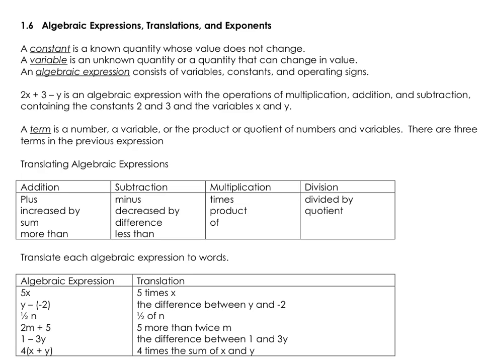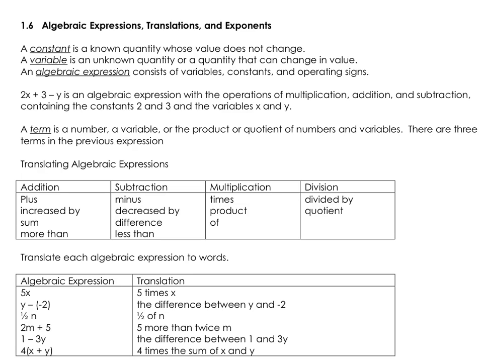So we need to know how to translate algebraic expressions. If we see the word plus or the phrase increased by, those mean addition. So does sum. If you see the word sum, it means addition. If you see the word more than, it means addition. What are different ways you can say subtraction? You can say minus, decreased by, difference, or less than.